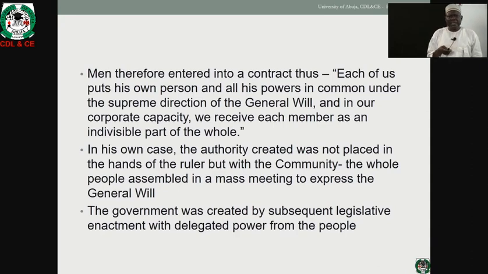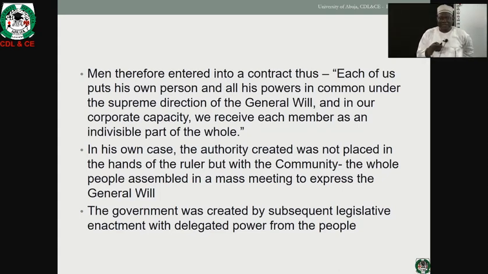Men therefore entered into a contract. Thus, each of us puts his own person and all his powers in common under the supreme direction of the general will, and in our corporate capacity we receive each member as an indivisible part of the whole. Men entered into agreement. Remember, Locke introduced civil society. Rousseau now introduced the general will.